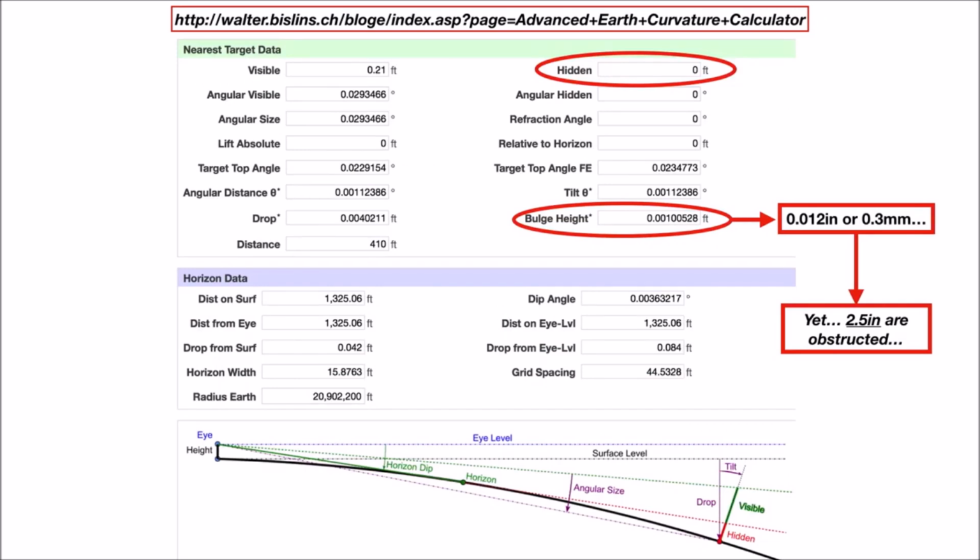Once again, just confirmation that the bulge height is extremely small in this situation, and that the hidden height is nothing. So in this situation, this curve calculator says 0.3 millimeters is the bulge height, which is negligible. And again, yet we have 2.5 inches being obstructed in this situation.